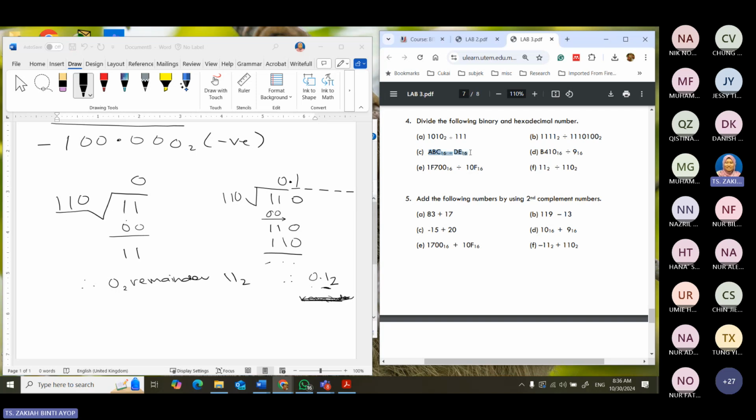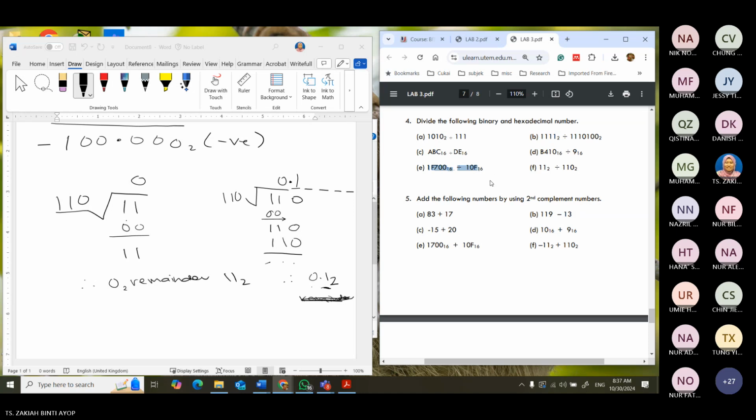Sorry, let me add something previously for the division. Let's say for the hexadecimal, this is too big, right? And you don't want to do the multiplication table for 10F. Let's say you don't want to do that. So what can you do?